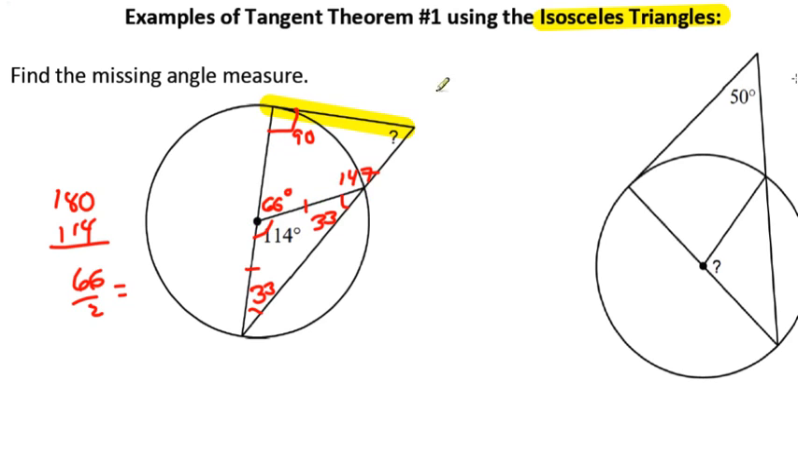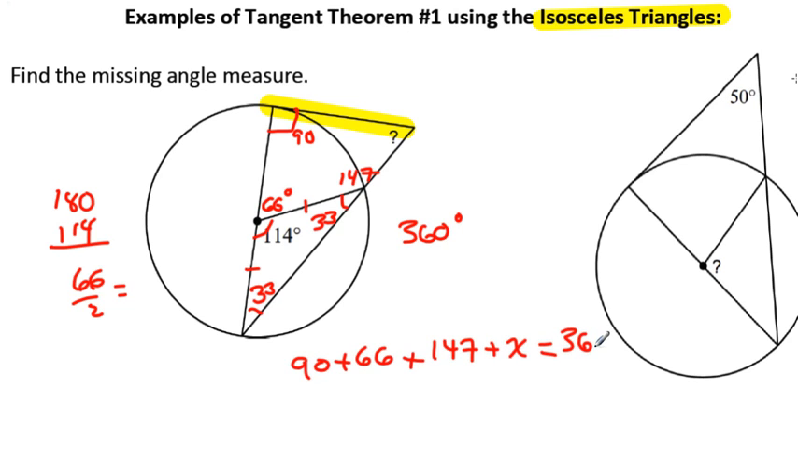Quadrilateral. How many degrees in a quadrilateral? Remember n minus 2 times 180? A quadrilateral has 360 degrees total. It's basically two triangles. So what are we going to do? We're going to set up an equation. 90 plus 66 plus 147 plus this little question mark, which I don't know, all has to equal 360.